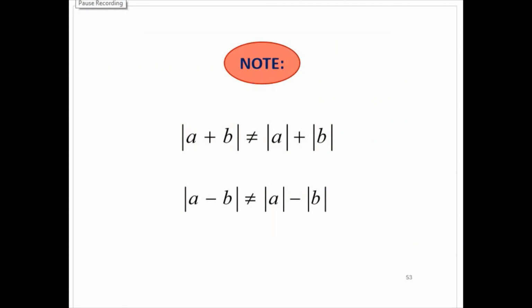And please remember, |a + b| does not equal |a| + |b|. It cannot be separated. The same goes for |a - b|, which does not equal |a| - |b|.